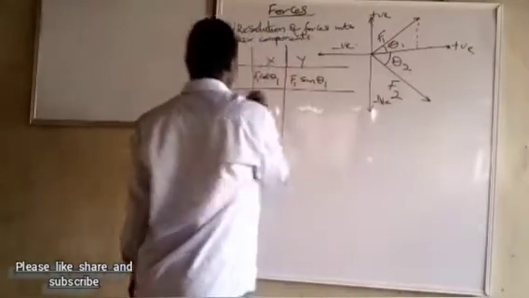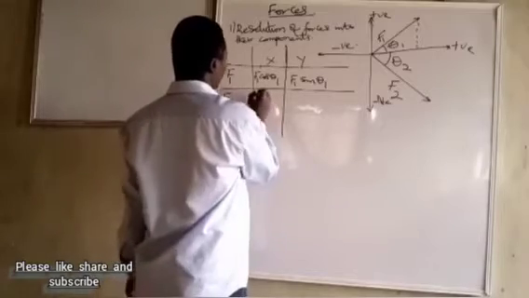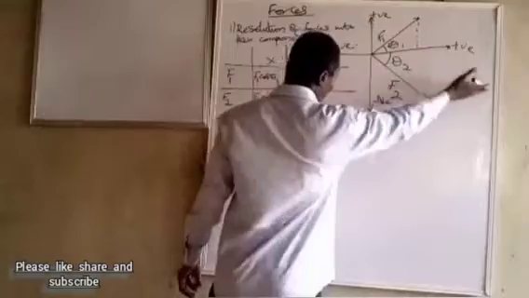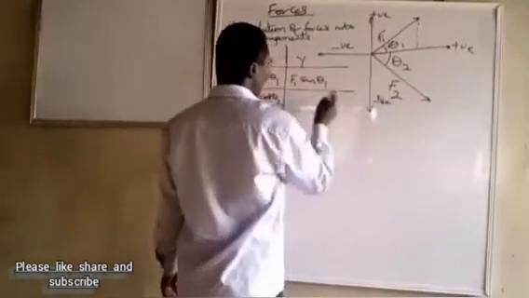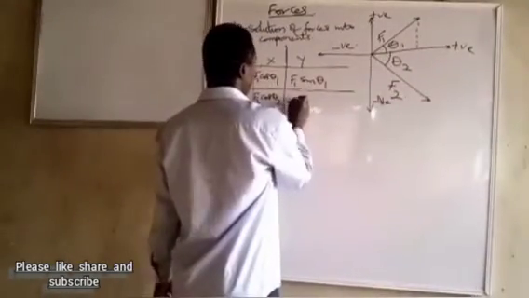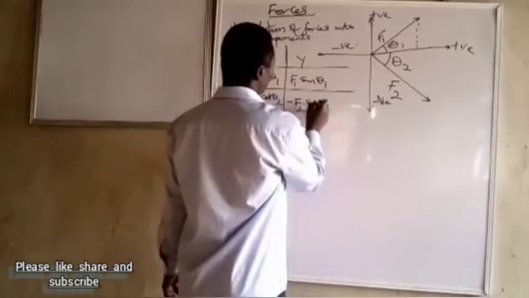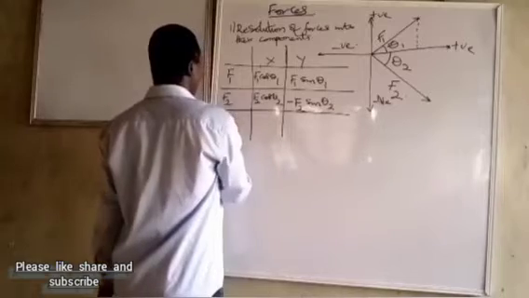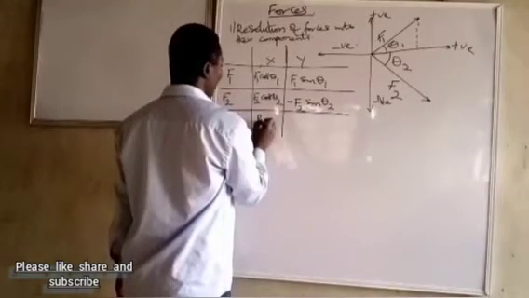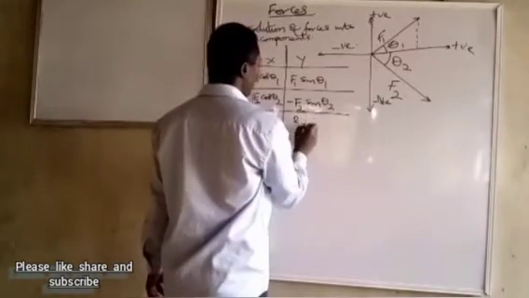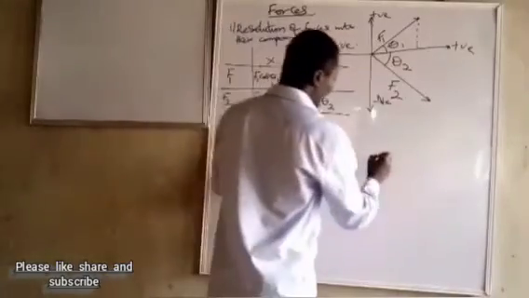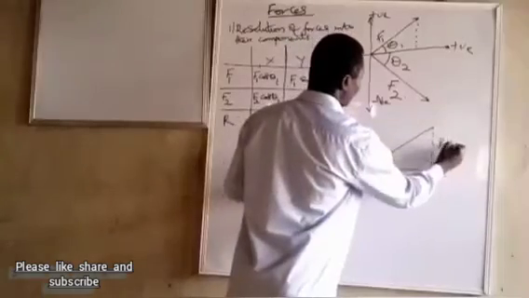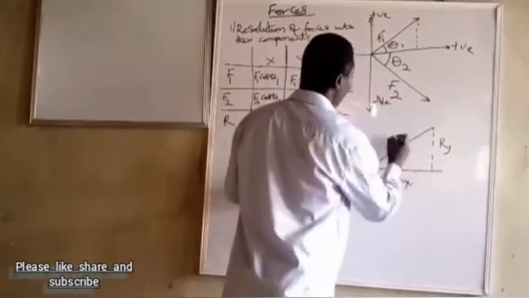Now let's look at F2. We have F2 cos theta 2 because it is in the positive direction. Now look at it now. It's downward. You have minus F2 sin theta 2. Now you have R. The summation of this, Rx. The summation of this, Ry. So R will stand like this now. You can see. This will be the Ry, this will be the Rx, and this will be the R.